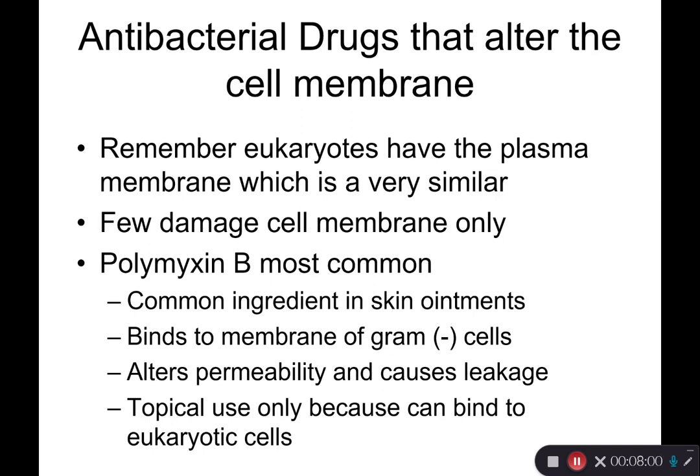Polymyxin B is the most common. It's used in skin ointment, so that's the third ingredient in our triple antibiotic ointment. You'll see polymyxin B. It will bind to the outer membrane of gram-negative cells, but remember, gram-positive cells have a thick layer of peptidoglycan protecting their cell membrane, so it doesn't do a whole lot of damage to gram-positives. And then because we have a cell membrane, we don't take polymyxin B internally. It's used topically because the outermost layers of our cells are dead, so we don't care anyway.